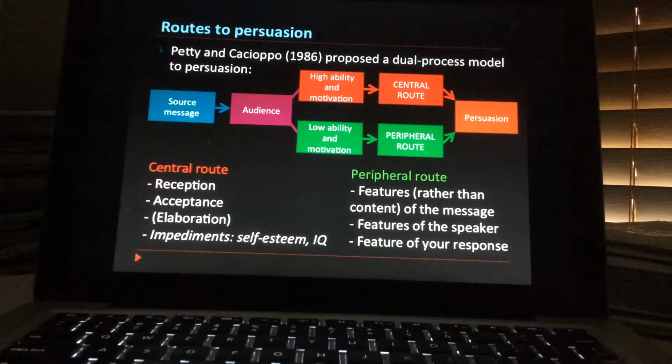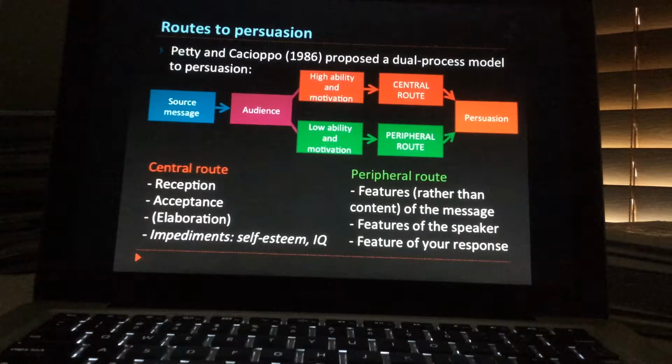People using the peripheral route tend to pay attention to the features of the message rather than the content. So when using the peripheral route, we're more likely to be paying attention to how colourful it is, if it's an ad, for example, trying to convince you to buy something. How colourful is that? How fun is it? How funny is it? How much colour? What's the background music? The features of the speaker. Is it an attractive person delivering the message? Those sorts of things. And we can also talk about the feature of your response.